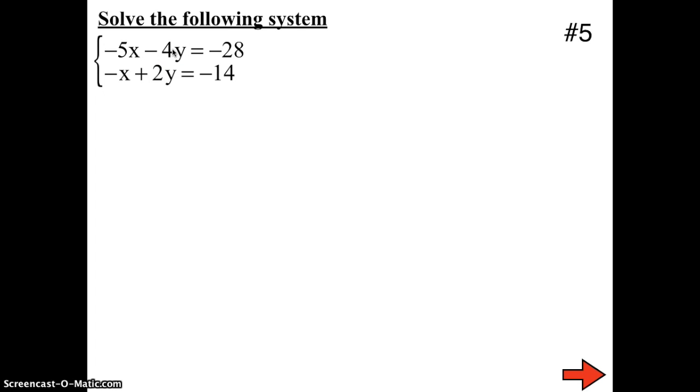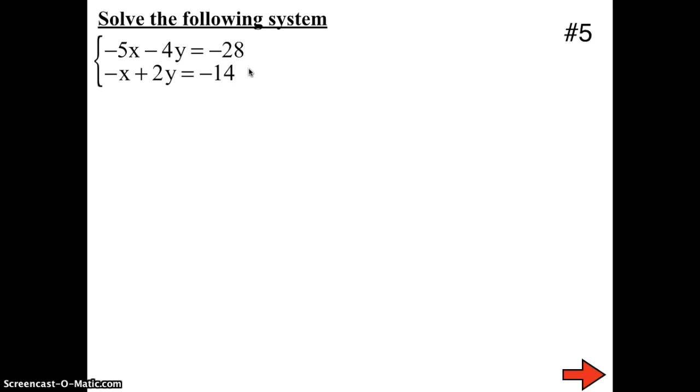Welcome back. So today we're going to be working on solving systems using the substitution method. So first we need to look at the system that we are given. It says negative 5x minus 4y equals negative 28 and negative x plus 2y equals negative 14.